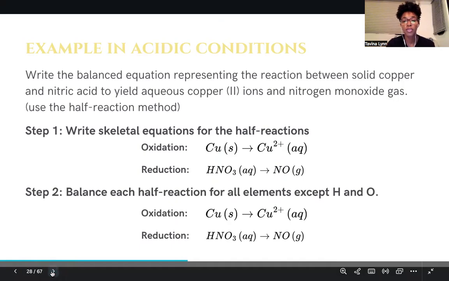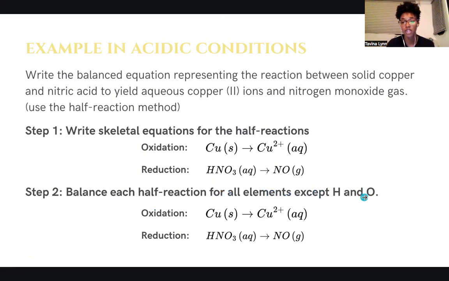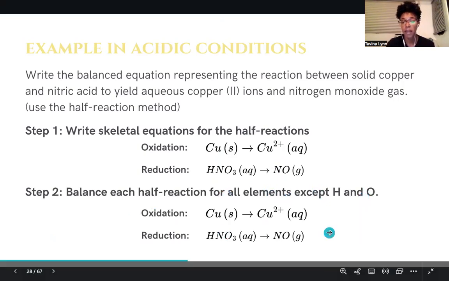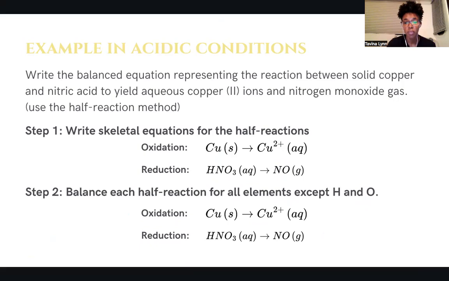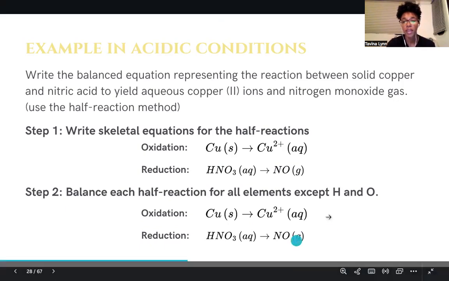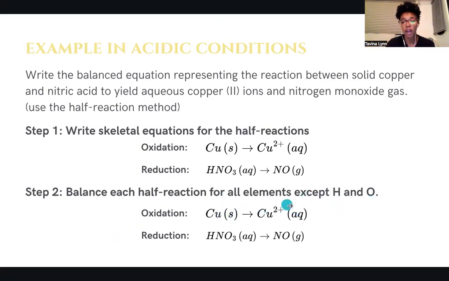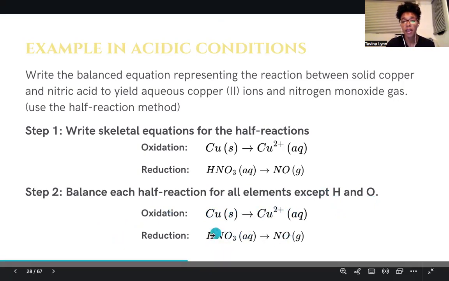So step 2, we're going to balance each half reaction for all elements except hydrogen and oxygen. So everything is balanced here. Everything is balanced here, right? So the elements except hydrogen and oxygen, right? We've got our copper, we have one in both, and then our nitrogens are balanced here.